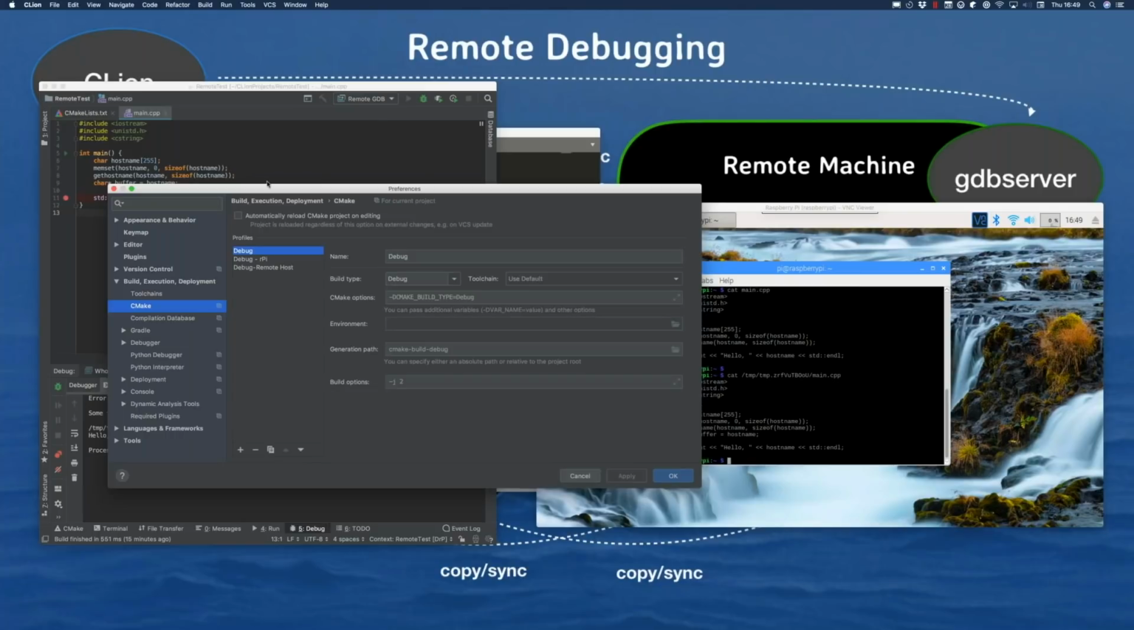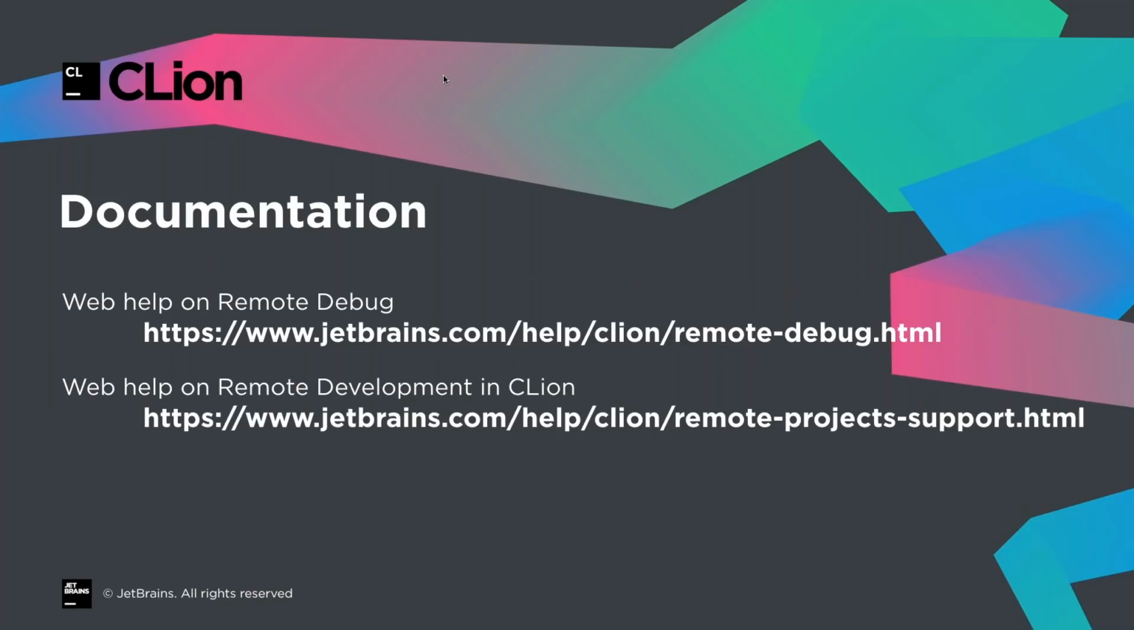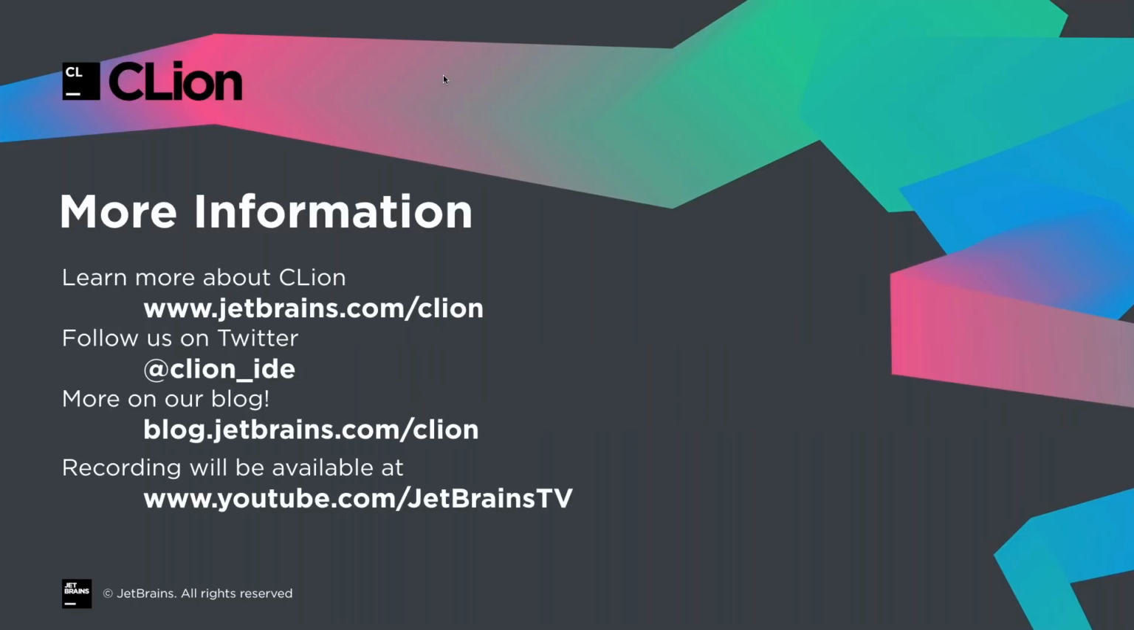There were also questions about where to find all this information. I will show the link to the web help with particular articles, but in general, you can go to jetbrains.com/CLion/help and search there for all these toolchains and deployments and all the stuff. So I think that's mostly it. Here are the links. In our web help, you can find detailed information on remote development and remote debugging with CLion and other articles you might be interested in. More information can be found on our site and in our blog.